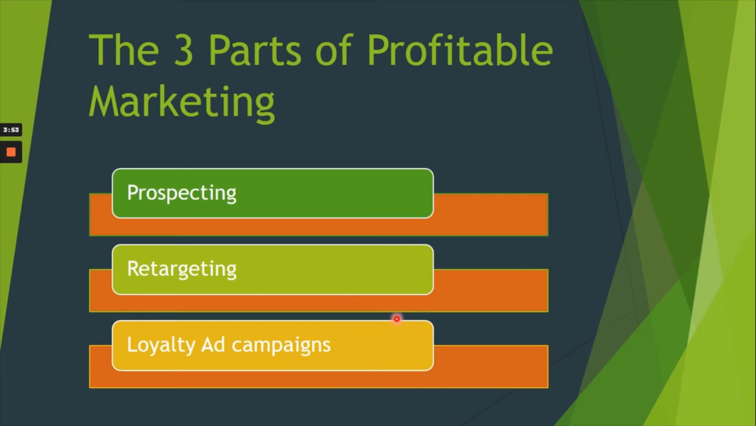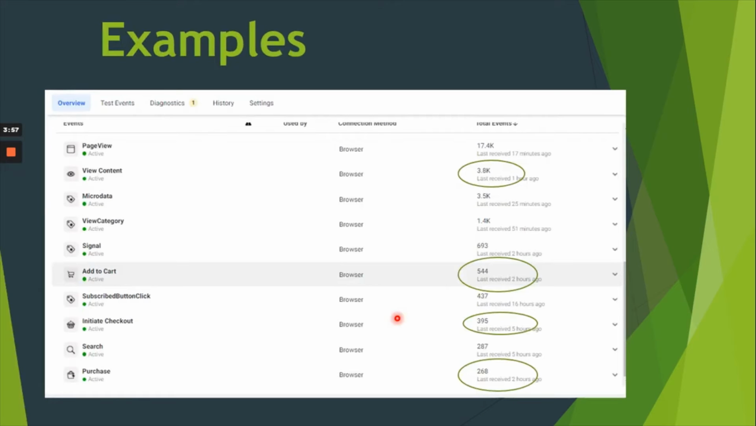So now let me show you the snapshot from my Facebook pixel. If you take a look at this snapshot, you will notice that I have actually circled those numbers. So first, take a look at the view content. These are actually the product pages, okay? And 3.8K people have visited the product pages on my store, okay?